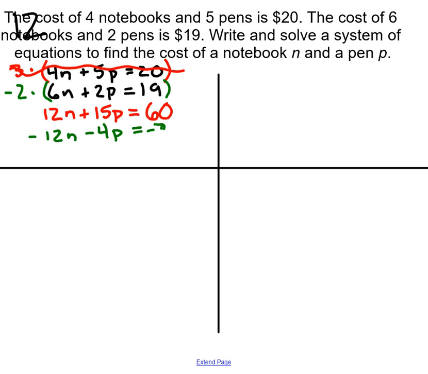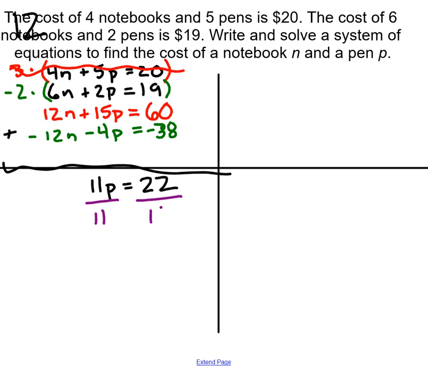Now I can add these up. So I'm left with 11P equals 22. Divide both sides by 11. And I get P equals 2.